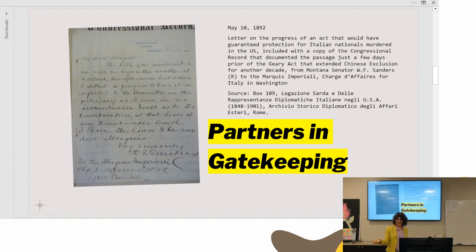More than just a little, right? They were paying close attention. That copy of the congressional record isn't that bill I was talking about, the Dolph bill, which by the way never passed.